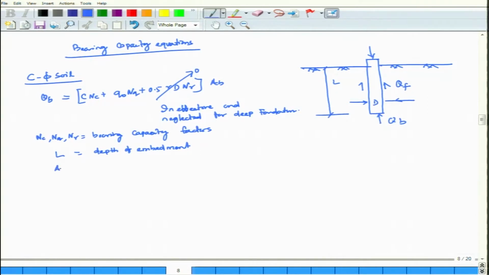AB is your sectional area of pile at base level, and Q0 is equal to gamma into L, where gamma is equal to effective unit weight of the soil.